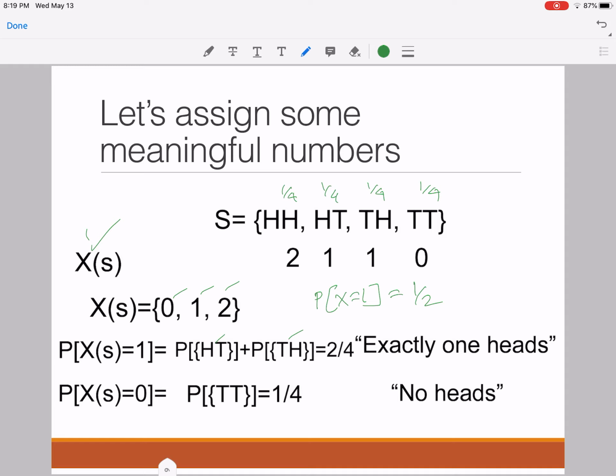For example, probability that random variable X is equal to 0 tells me the probability that I receive 2 tails, and that probability is equal to 1/4. So using this random variable value, I can calculate probabilities of different events using my computer simulation.